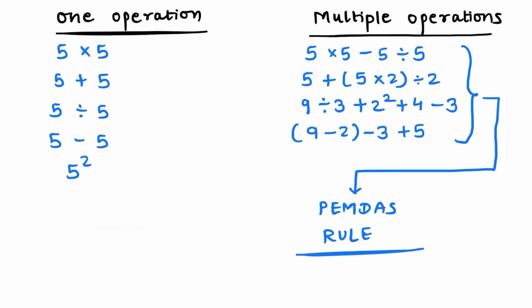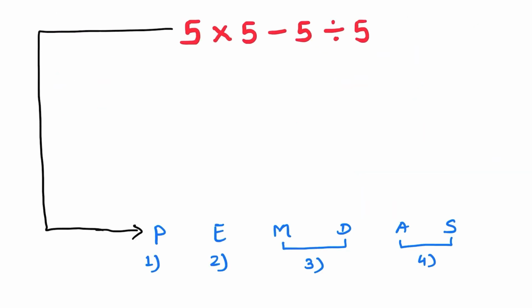When there is only one operation, it's always easy to get the answer. We can directly multiply, add, divide, or subtract. But if there are multiple operations in one expression, we always use the PEMDAS or BODMAS rule. Before we start solving this expression, there are two rules to keep in mind. First, we will solve this expression starting from left to right.